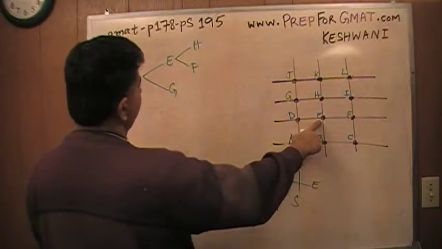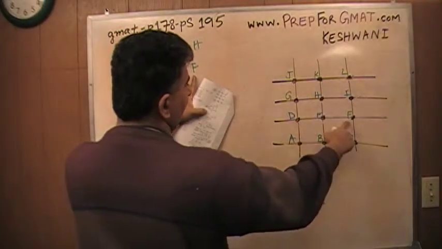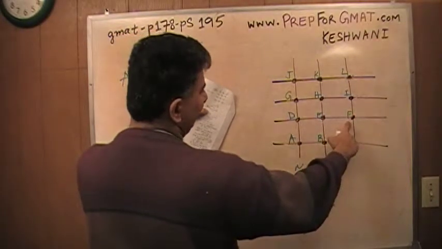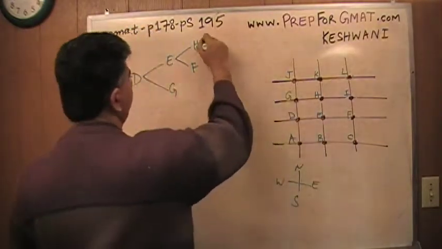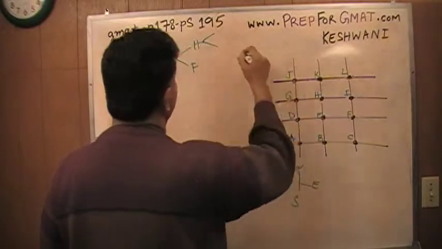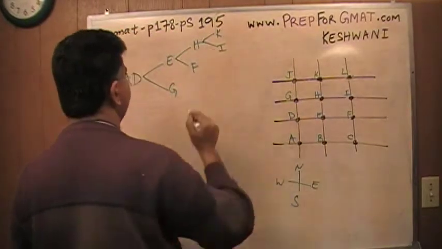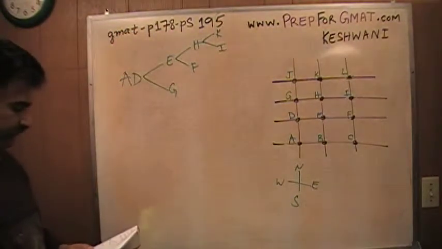So I started at A, I went to D, then I went to E, and from there I have 2 choices, either F or H. If I go F, then there is no choice. From there I just go up north and that's it. If I go H, I have 2 more choices. I can either go K or I. That's the end of that story.